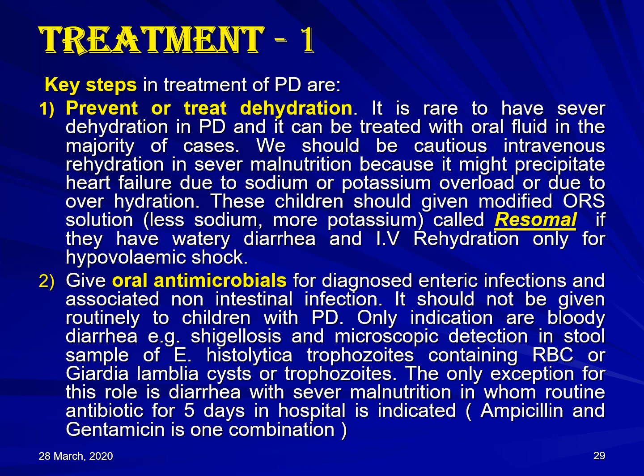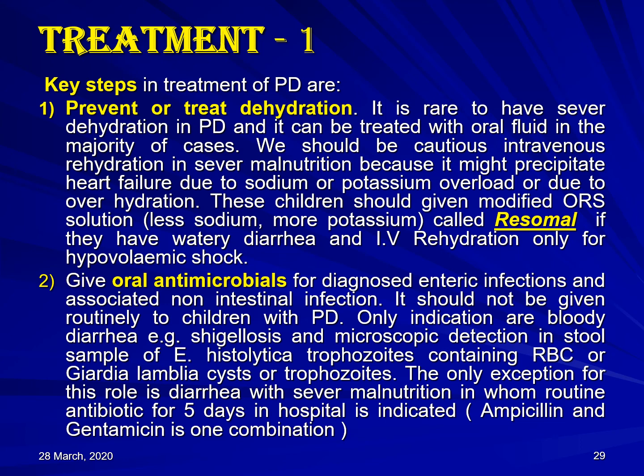In fact, even a patient with severe malnutrition should be given routine antibiotic if he has persistent diarrhea for 5 days. Ampicillin and gentamicin is one combination. Let me repeat the oral antibiotic. Oral antibiotic should not be used routinely because the cornerstone of the treatment in patients with persistent diarrhea is nutritional management.